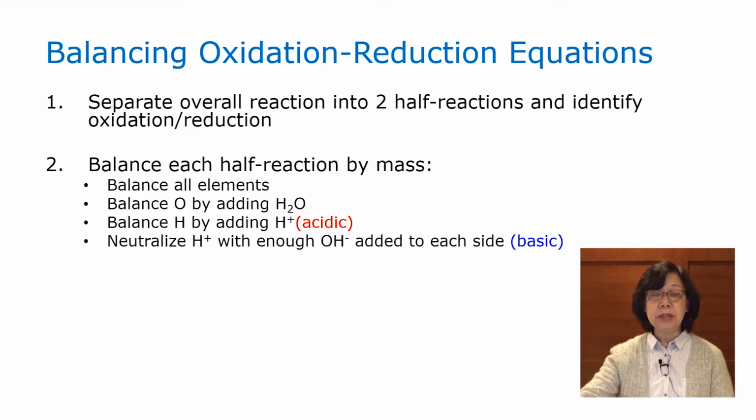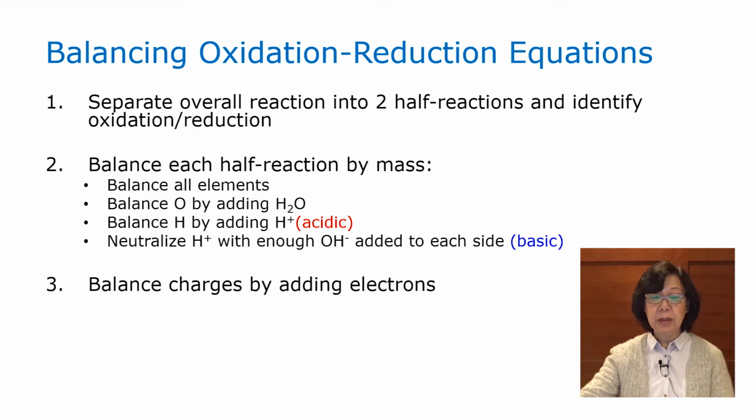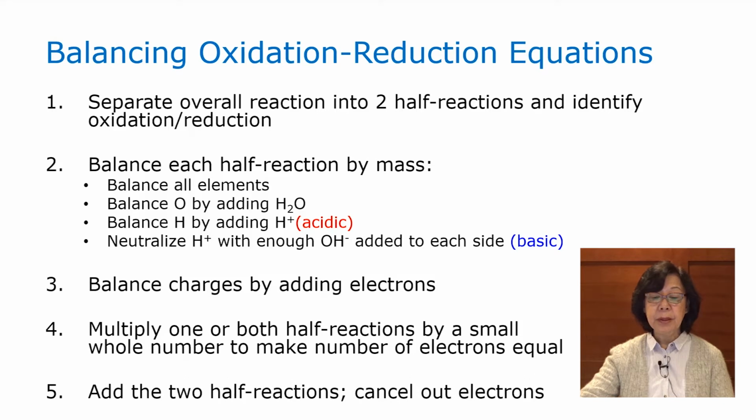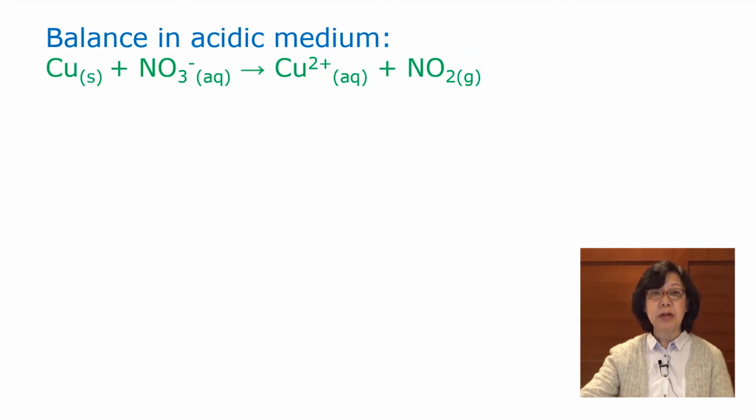And if we are going to do this in basic solution, we need to neutralize the hydrogen ion by adding the appropriate number of hydroxide ions to neutralize it. Then we balance the charges by adding electrons where appropriate. And we multiply either one or both half reactions by a small whole number to make the number of electrons equal. Finally, we add up the two half reactions and cancel out the electrons. Now let's try this one here.